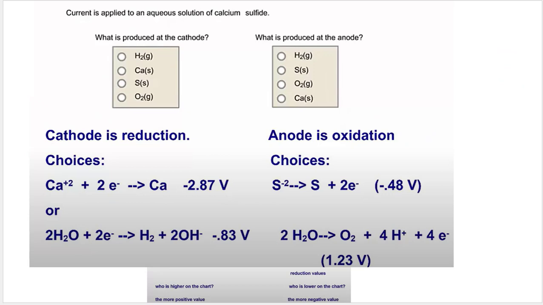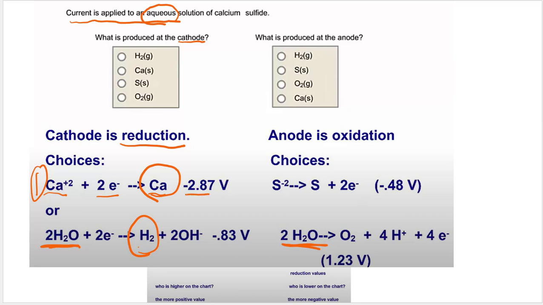This next question tells us that current is applied to an aqueous solution of calcium sulfide. Because it's telling me that it's aqueous, we now have water in consideration. So what is produced at the cathode? Remember, a cathode is our reduction, so we have two choices. We've got our calcium being reduced, Ca2+ plus 2 electrons, giving us elemental calcium, or we have water. So again, we have water on both sides because it's a competition, and we need to look up the values. We've got calcium and we have hydrogen as two products, and we look up those values on our reduction table. For the calcium, we've got negative 2.87, and for the water, we have negative 0.83.